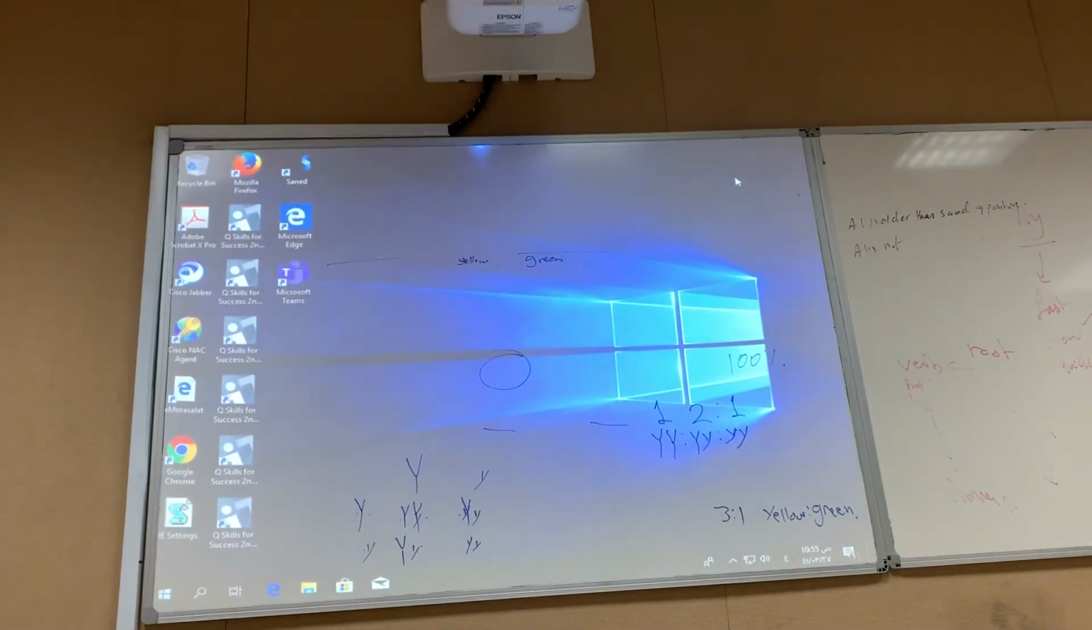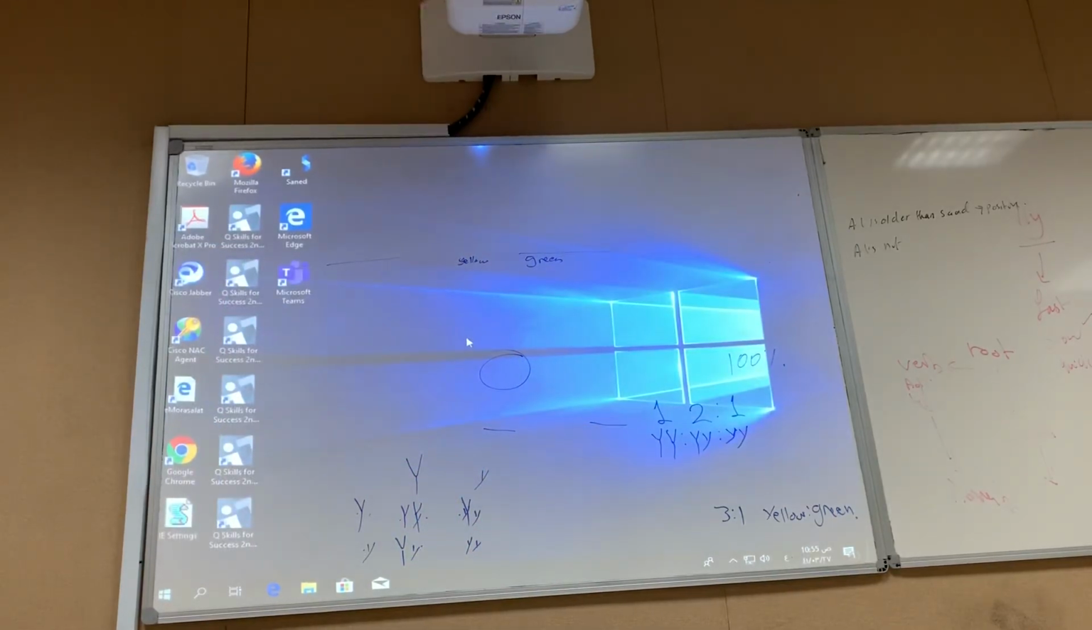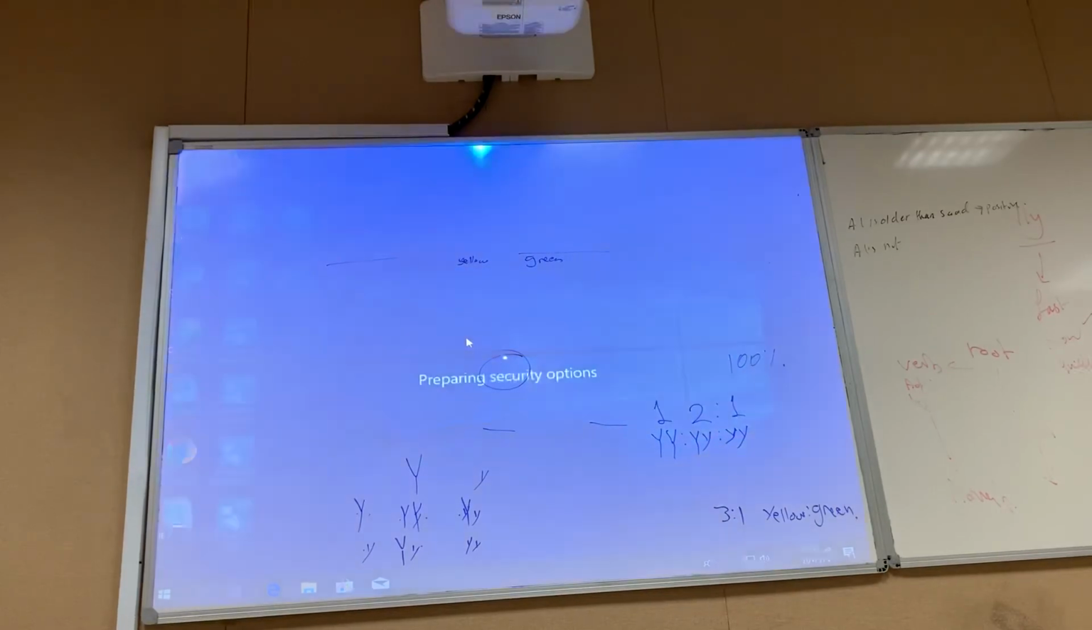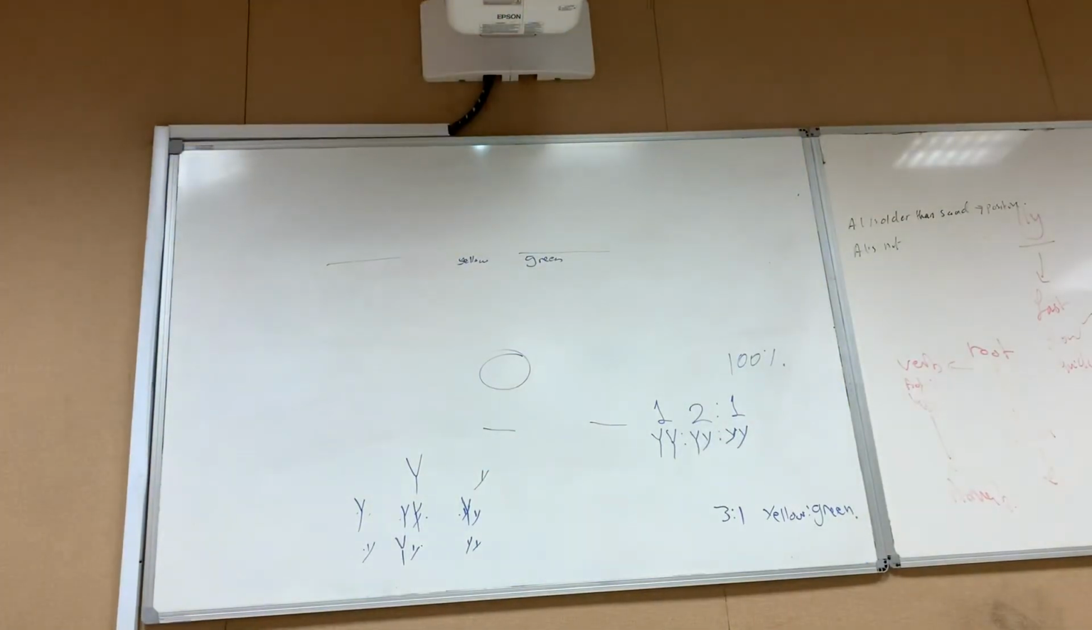Y capital is dominant, okay? No, it's not heterozygous and homozygous at the same time. For Y capital and Y small, can it be homozygous and heterozygous at the same time? No, just heterozygous. Heterozygous, come on.